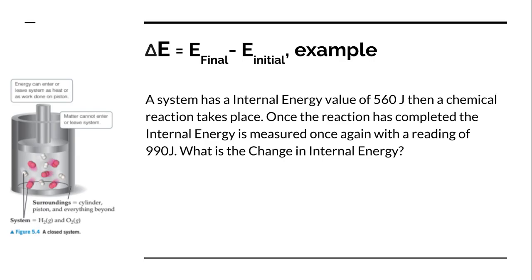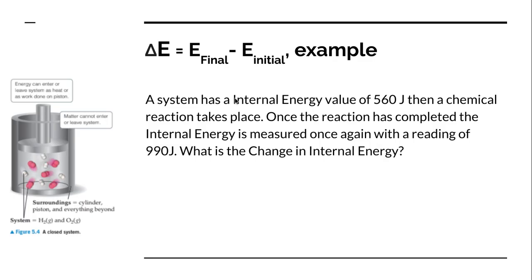All right, now time for you guys to try one. Or I'll lead you through this one, pardon. A system has an internal energy value of 560 joules. Then a chemical reaction takes place. Once the reaction is completed, the internal energy is measured once again with a reading of 990 joules. What is the change in internal energy?